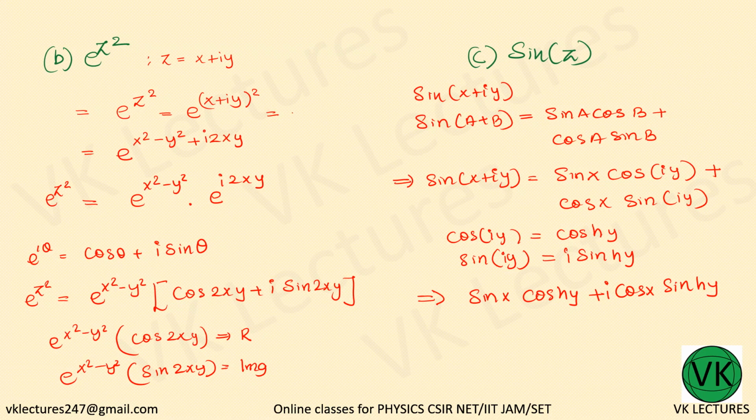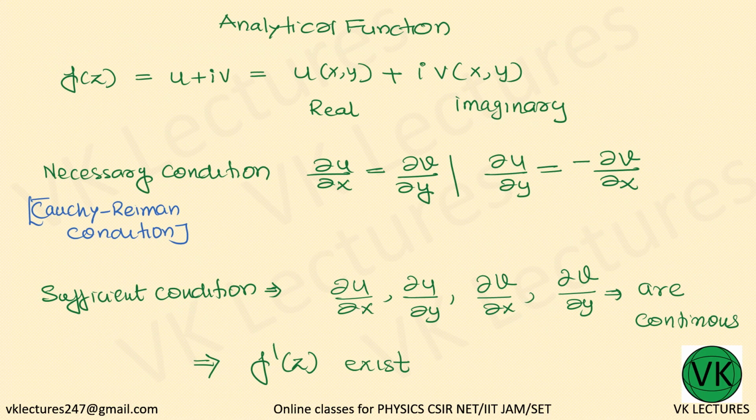Now this becomes the real part, and this is the imaginary part. Here the analytical function f of z is given by u plus iv, where u is a function of x and y, that is the real part of the analytical function, and here we also have v, which is also a function of x and y, which is imaginary.